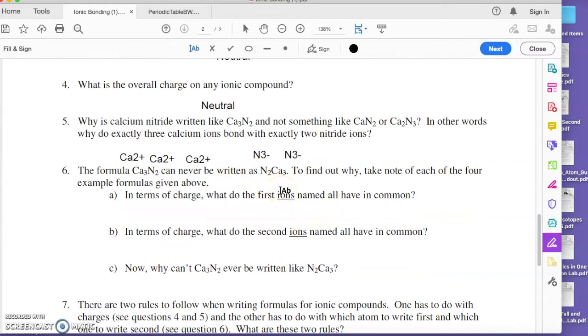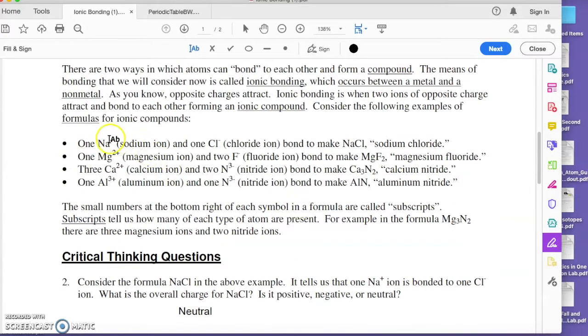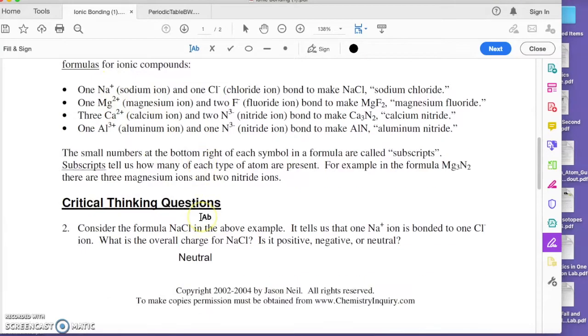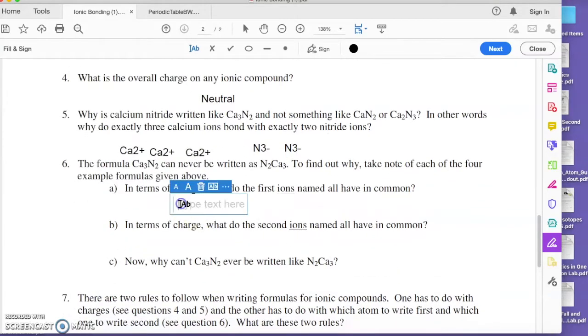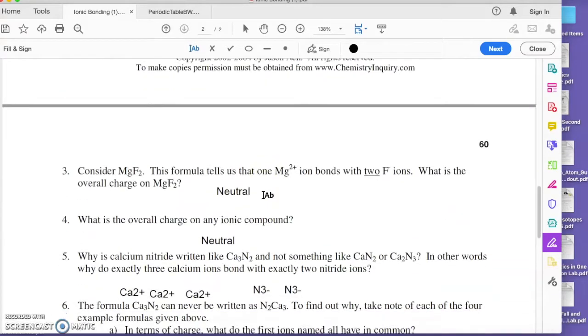To find out why, take note of each of the 4 examples of the formulas given above. In terms of charge, what do the first ions named all have in common? So let's look. Well, they're all positive ions. What do the second ions all have in common? They are all negative ions.